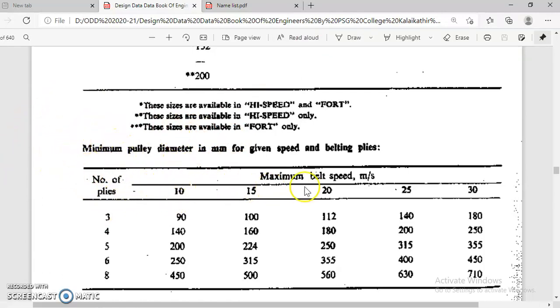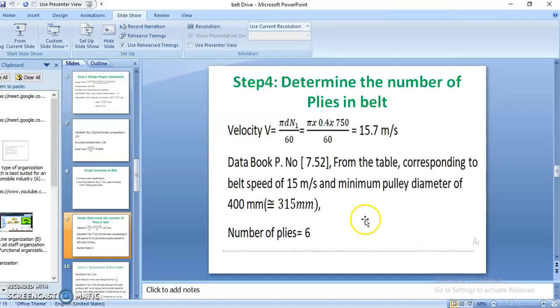And we have to calculate the belt speed. Belt speed can be calculated using the formula V equal to pi D1 N1 by 60. So belt speed V equal to pi into D, which is 0.4, and N1 is 750, divided by 60, which is equal to 15.7 meter per second.